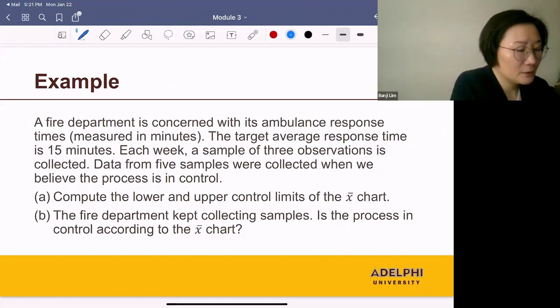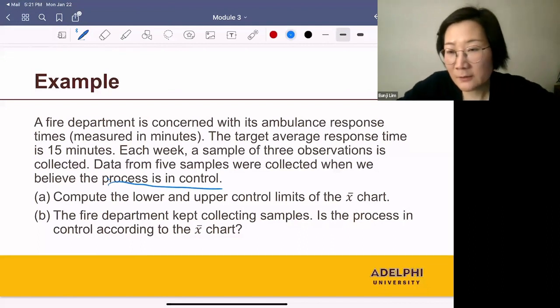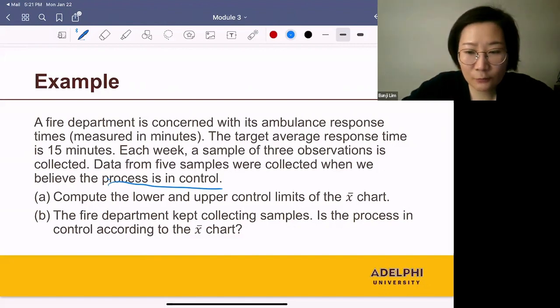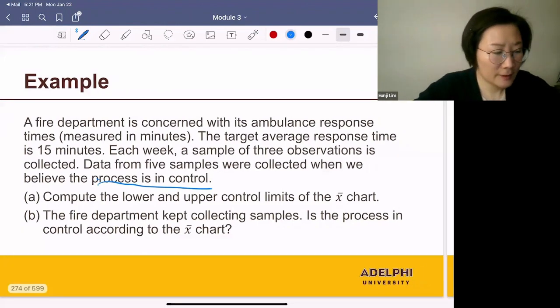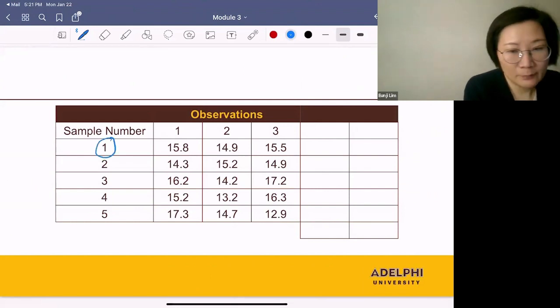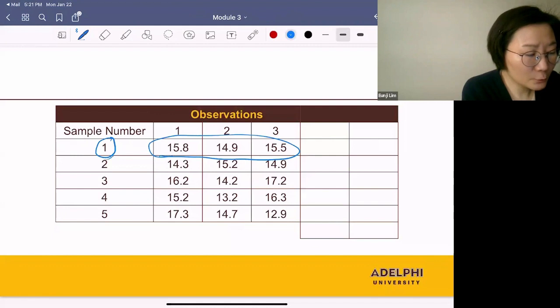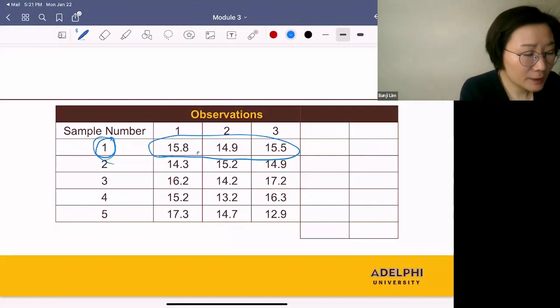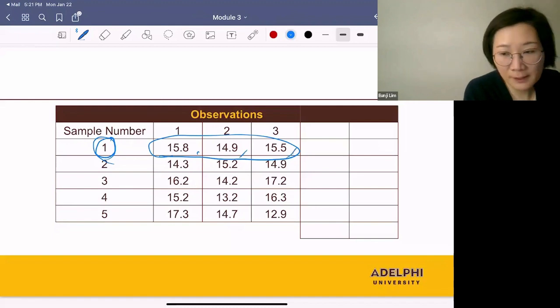So when we say the process is in control, what do we mean? That means nothing is wrong with the fire department and everything is working fine. In that case, we collected the following samples, and for each sample, we collected 3 observations. So in the first week, we collected 3 response times: 15.8, 14.9, and 15.5.